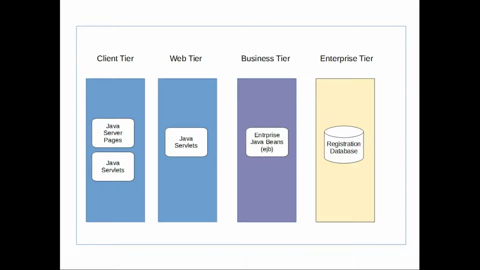In this video, we will complete our registration project by creating a registration page in the client tier. The registration page will call a servlet in the web tier that talks to the enterprise Java beans that we created in the business tier and will update the registration database in the enterprise tier. We will then create a confirmation page in the client tier to show that the record was updated properly.